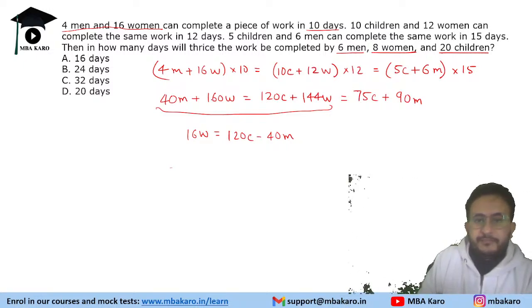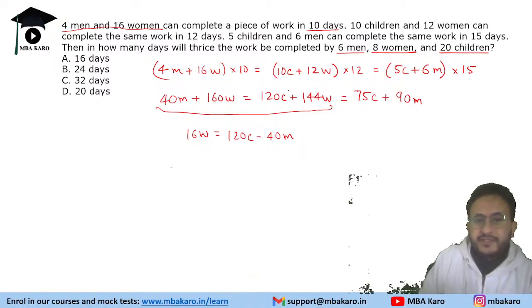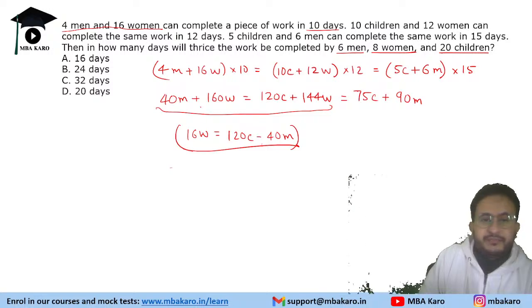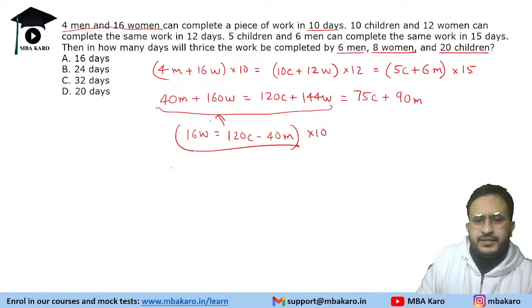This means we are having 16 women. When we are subtracting 16 women is 120 children minus 10 men, 40 men, right? So we can multiply this by 10 and insert here. Okay, and multiply this by 10 can be inserted here, by 9 can be inserted here. So let's insert in one of these.